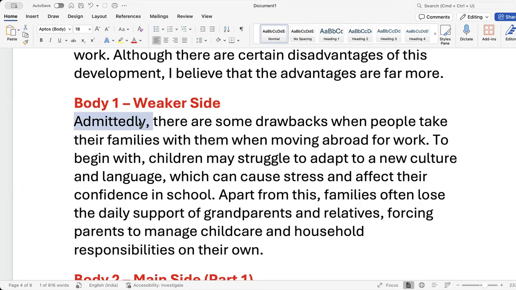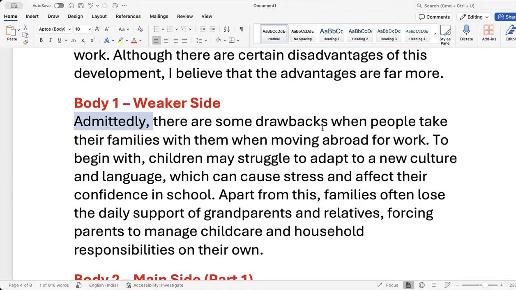The weaker side will be the lesser side, the thing that is less. If the advantages are fewer, write with that. If the drawbacks are less, write with them. If the disadvantages are less, write with the disadvantages. If the advantages are less, write with the advantages. So in this case, the drawbacks were less, so I wrote it here.